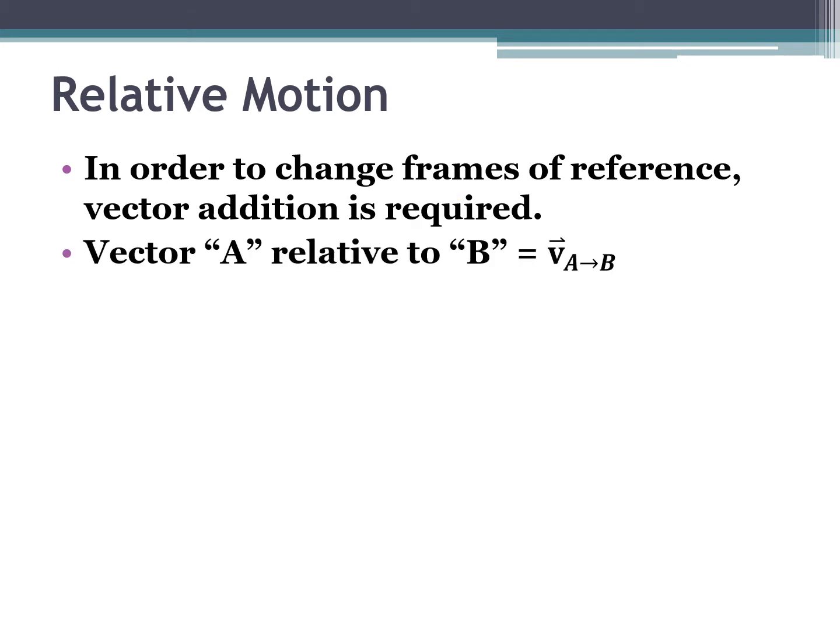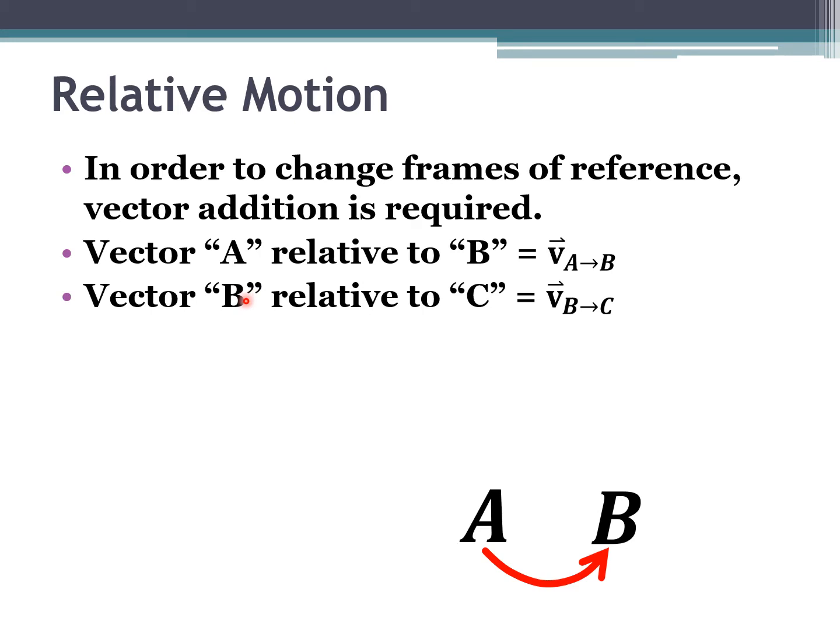So let's suppose we have a vector of one object A relative to another object B. For example, let's say we're talking about a boat that's going down the river. The boat moving relative to the water, that would be vector A relative to B. But then the water has a motion also. So there's a vector of the water B relative to the shore, which is C, the velocity of the water relative to the shore. So that's vector A relative to B, and then vector B relative to C.